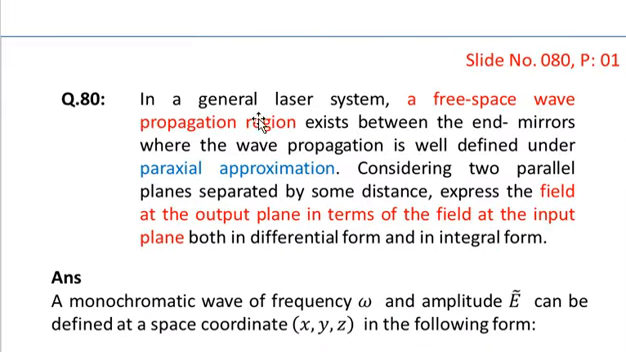The question is: in a general laser system, a free space wave propagation region exists between the end mirrors, where the wave propagation is well defined under the paraxial approximation. Considering two parallel planes separated by some distance, express the field at the output plane in terms of the field at the input plane, both in differential form and in integral form.